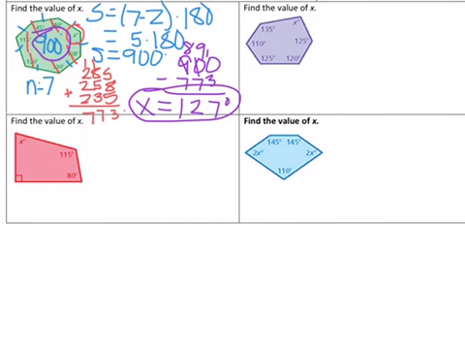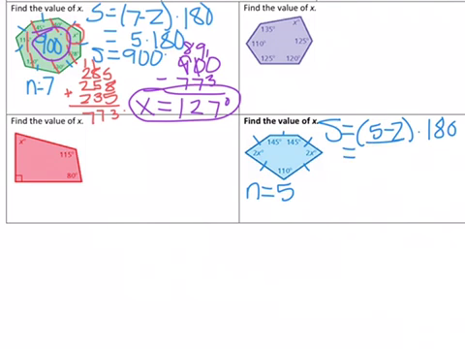I'm going to jump down and work on this blue diamond shape, and we're going to do the same process. So the first thing you have to do is find your sum. So we need to know what all of these blue angles are going to add up to equal. So let's count the number of sides. 1, 2, 3, 4, 5. So the number of sides of this figure is 5. So we plug it into our equation. Sum is equal to 5 minus 2 times 180. So we subtract 2 from 5 and get 3 times 180.